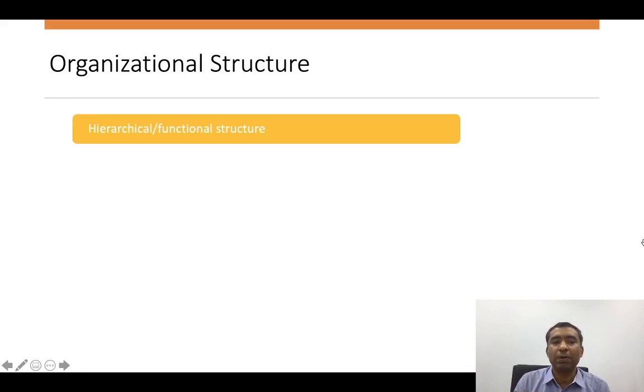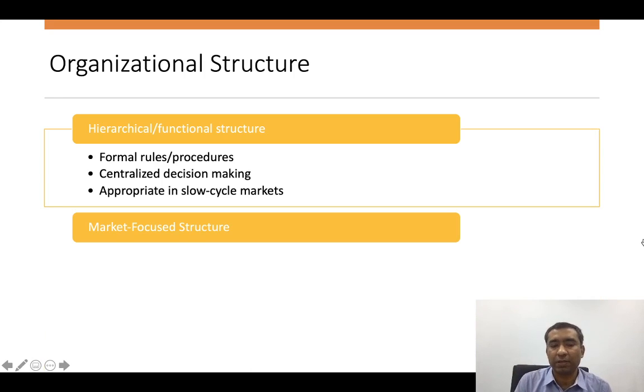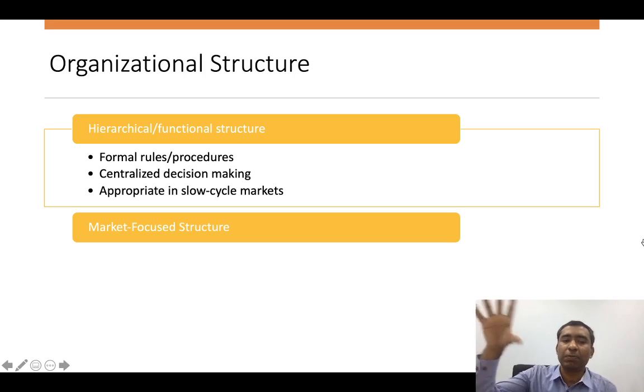So let's talk about the functional or hierarchical structure. These are the structures which you always see. Okay, most of the time they have strong rules, centralized decision making, and a low cycle market. That means mostly government organizations are using this type of structure. Okay, so what we do, we have an HR department, we have marketing, we have production, we have a finance department.